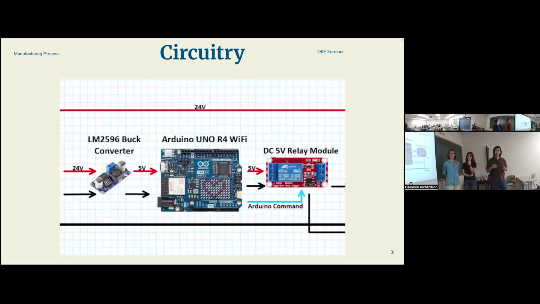So from that terminal block in the middle here, we're seeing that we're going to our LM2596 buck converter, which drops our voltage safely from 24 volts to 5 volts. That is what our operating conditions for the Arduino Uno is.